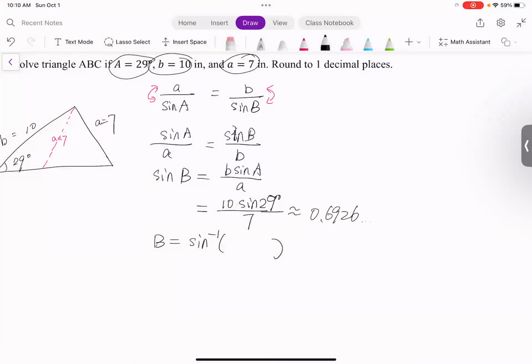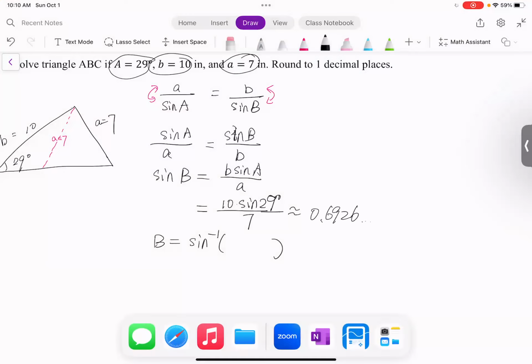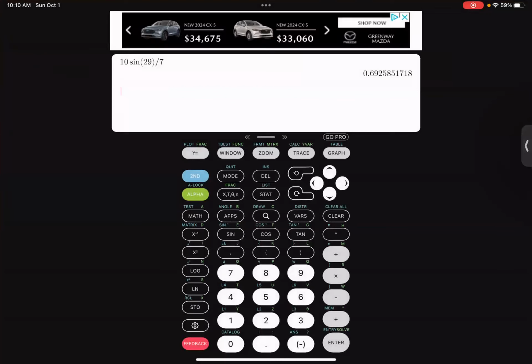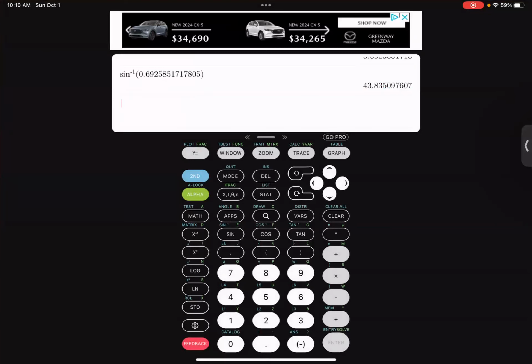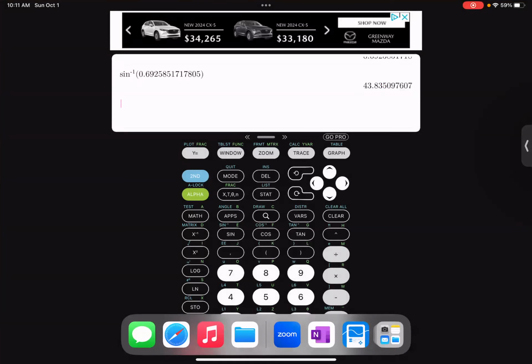So how about the inverse function? I can use the calculator. I click second, sine, and then put this value inside of my sine, close the parentheses. It's about 43.835 degrees. So rounding to 1 decimal place, I'm having 43.8.